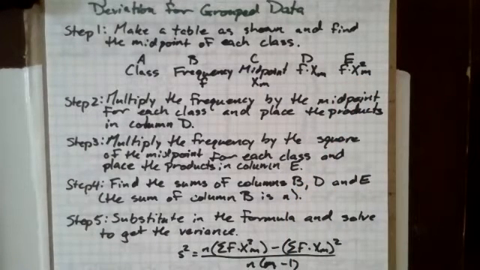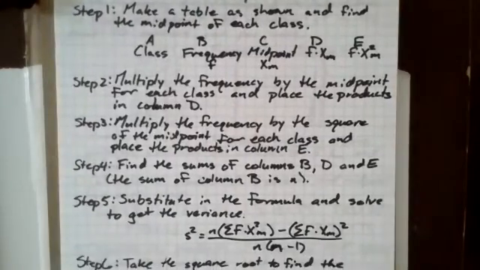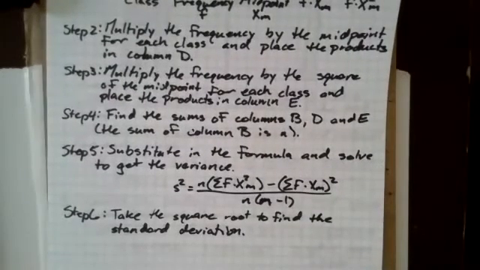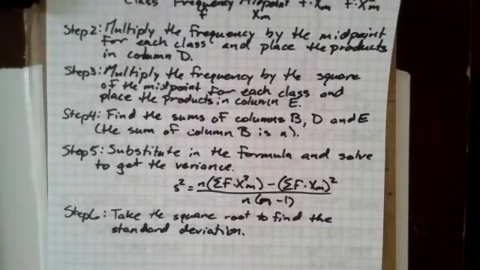Then we will multiply the frequency by the midpoint for each class and place the products in column D. We'll multiply the frequency by the square of the midpoint for each class and place the products in column E. We'll find the sums of columns B, D, and E. The sum of column B is n. We'll substitute in the formula and solve to get the variance.